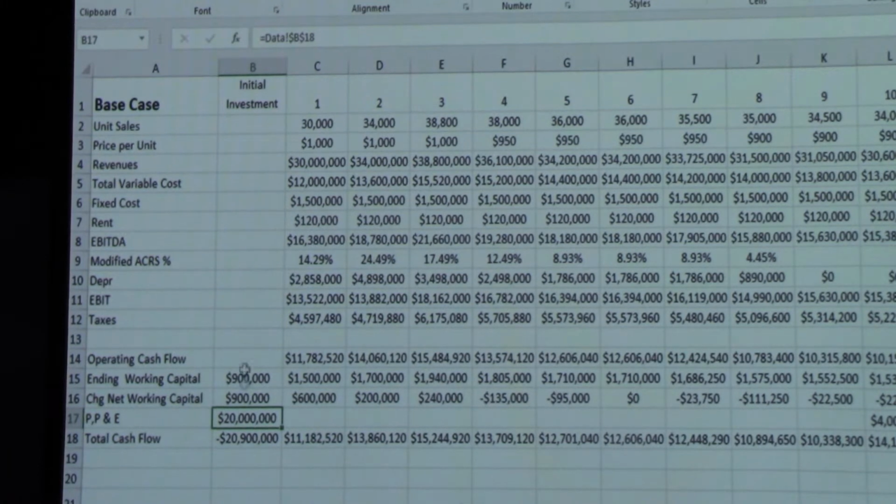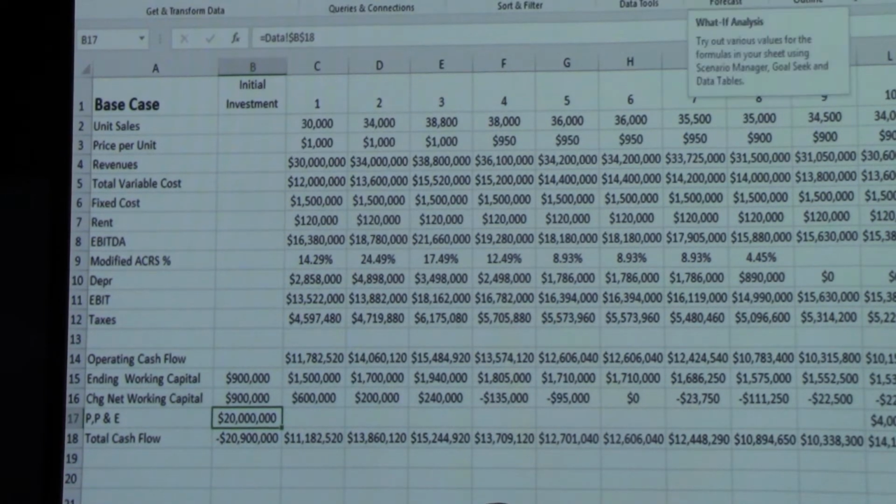I anchored these, and the reason is that now we're going to look at question number 2, which is to do a scenario analysis. There are two ways to do this. One way is to use, under data, the what-if analysis or the scenario manager. I don't want to get into that. Let me show you the mechanics of this.